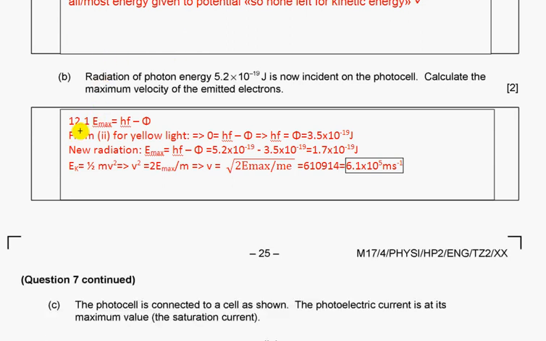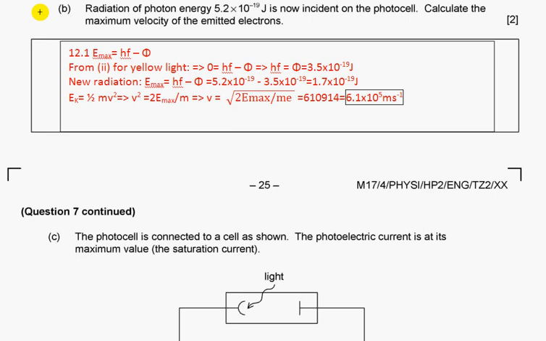Radiation of photon energy is now incident on the photocell. Calculate the maximum velocity of the emitted electron. So another photon, but we use this formula from section 12.1. Maximum kinetic energy equals energy of photon minus work function.